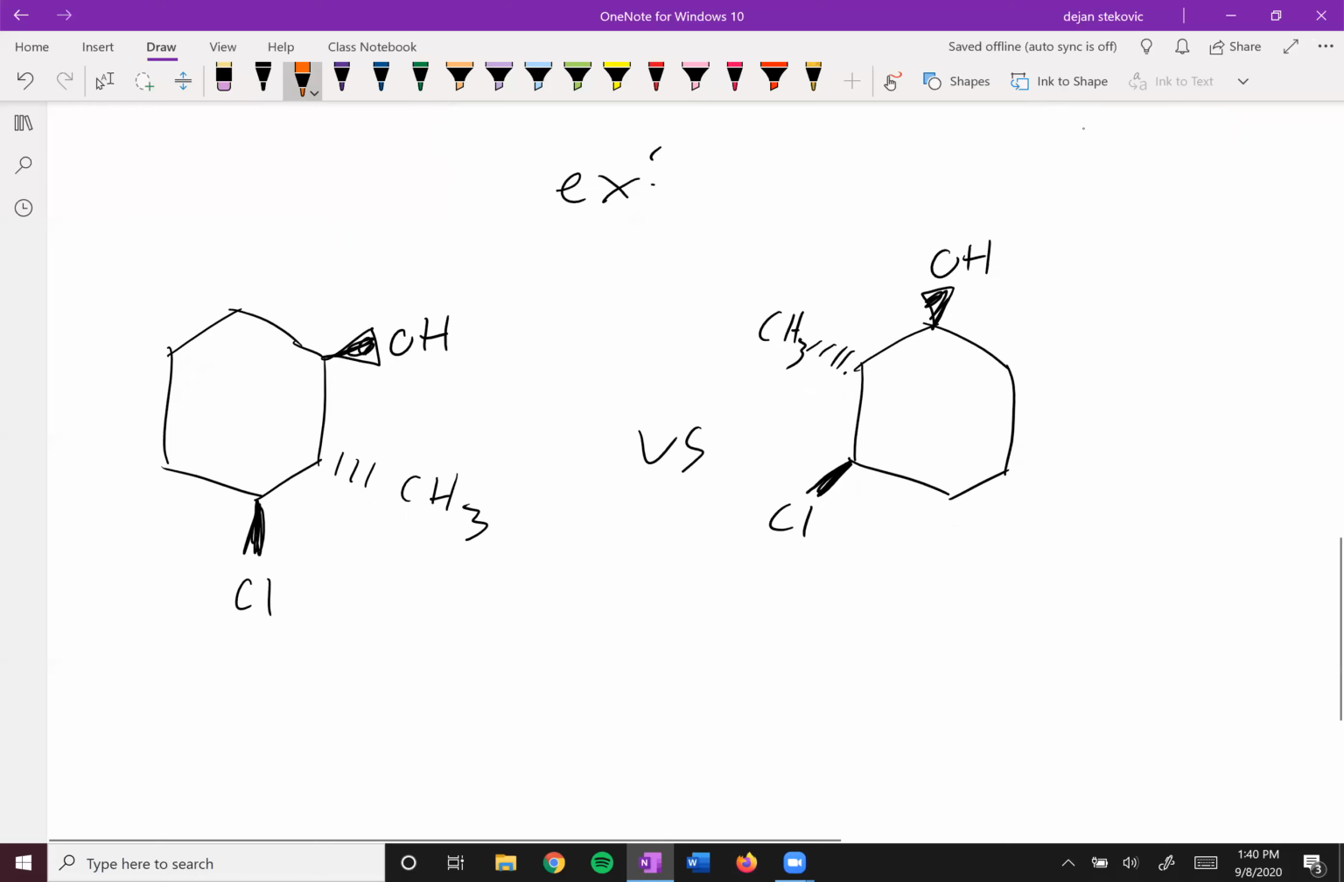The other way is to label all of our stereo centers as R or S, and so we're going to go ahead and do that. Maybe you want to pause the video and do this yourself. You should end up with an R up here, S, and then S, right? And then over here we have S, R, S.